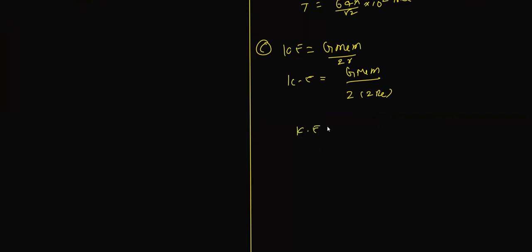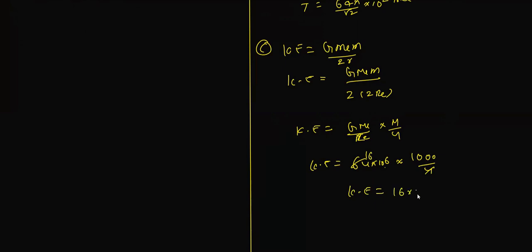Kinetic energy equals, we can write like this, GME divided by RE, capital RE, into M by 4. So this value, how much do you know? 64 into 10 raised to 6, into M by 4, 1000 by 4. 4 ones are 4, 4 fours are 16. 10 raised to 6, 10 raised to 3. So what will we get? 10 raised to 9. Therefore, kinetic energy is 16 into 10 raised to 9 joules, we can write here.